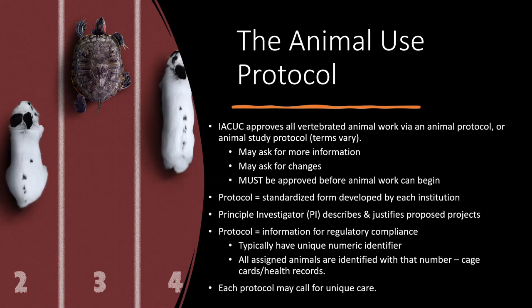The Animal Use Protocol. The IACUC approves all vertebrate animal work through an Animal Use Protocol, also sometimes referred to as an Animal Study Protocol. The IACUC may ask for more information or request changes to the protocol before it is approved. Importantly, animal work cannot begin until the protocol has been formally approved by the IACUC.